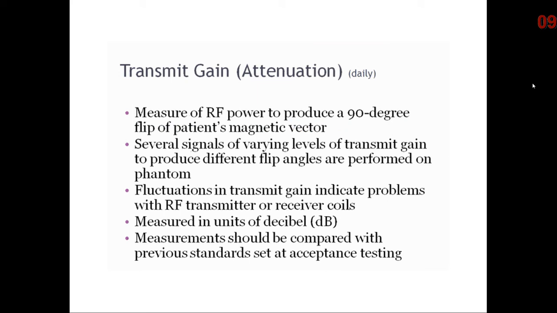Transmit gain is a measure of RF power that is needed to produce a 90-degree flip of the patient's magnetic vector during scanning. While the scanner is pre-scanning, and after it establishes the center frequency, the MRI system then acquires several signals that contain different levels of transmit gain to determine the best RF flip angle for a given pulse sequence. Changes in transmit gain could mean that there are problems with the RF transmitter or the RF coil anywhere along the RF path of circuitry.